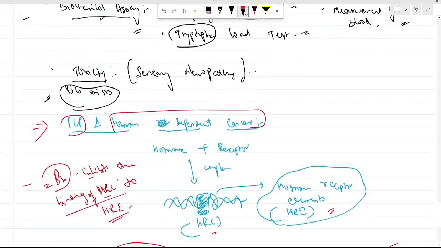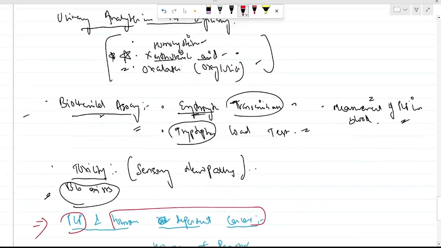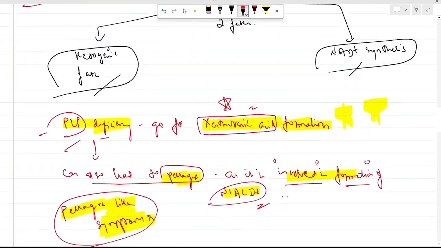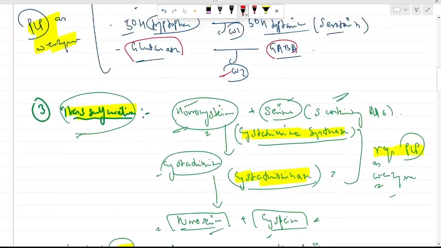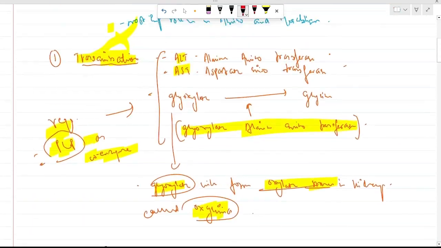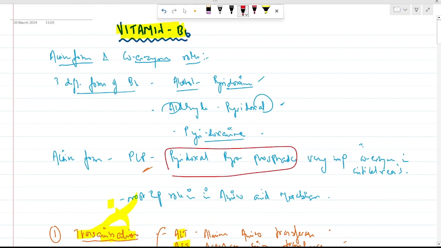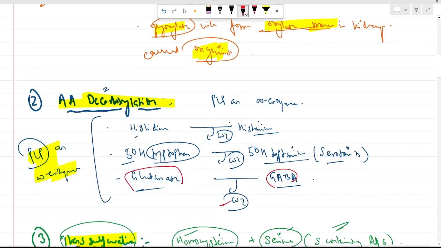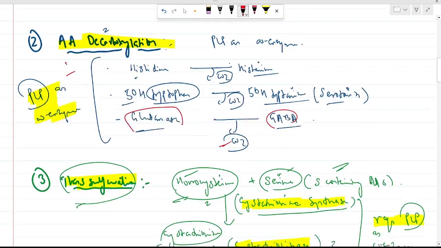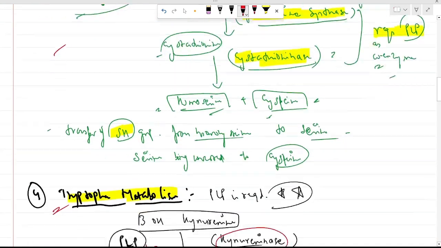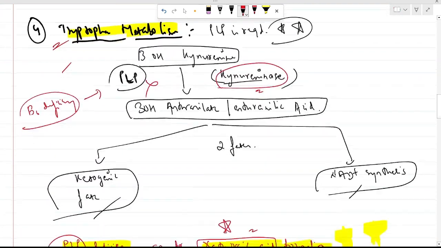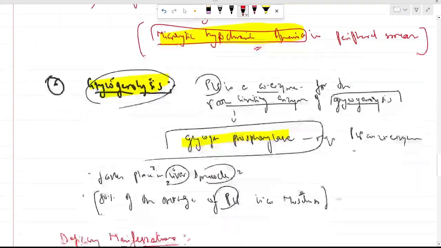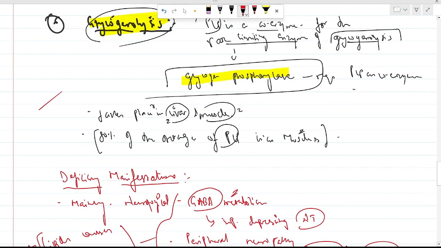So this concludes our discussion on vitamin B6, pyridoxal phosphate. We have seen its active form. There are three different types: the alcoholic form, the aldehydic form, and pyridoxamine. And see the 6 reactions: transamination, decarboxylation of amino acids, transsulfuration, tryptophan metabolism, very important, heme synthesis, and glycogenolysis.